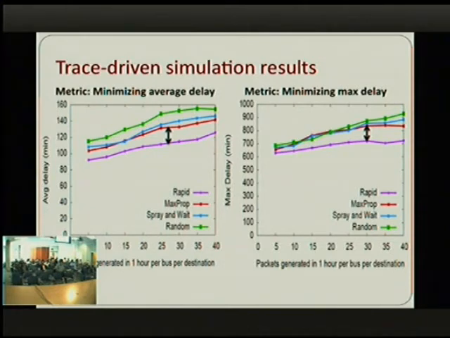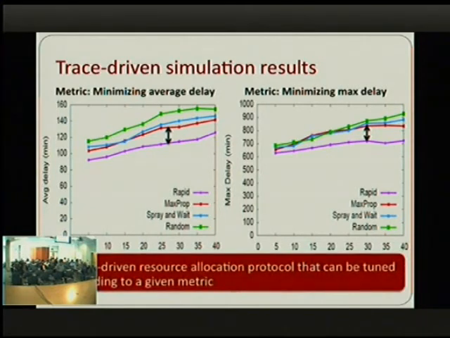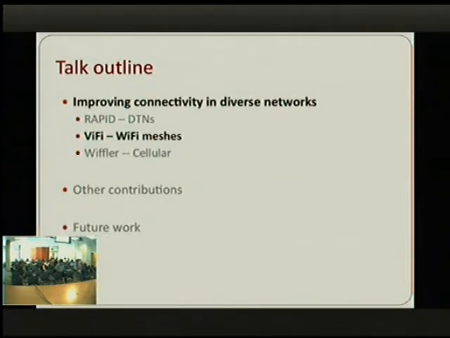So in summary, I just presented the routing protocol called RAPID, which is a utility-driven resource allocation protocol that can be tuned according to a given metric. So that brings us to the end of DTNs, and now I'm going to move to Wi-Fi meshes.